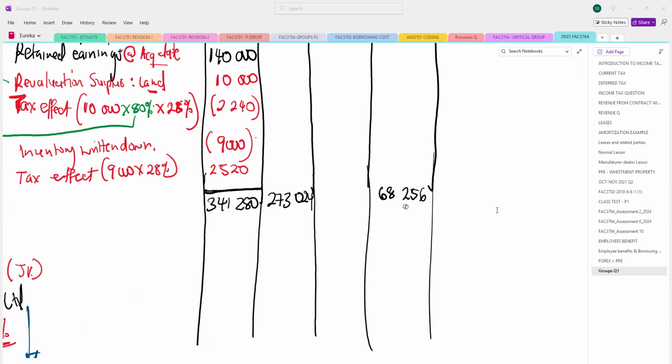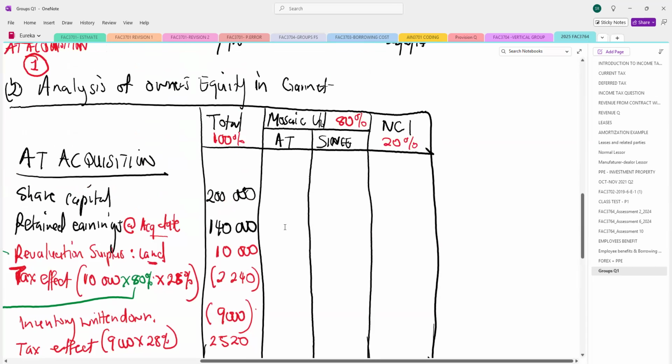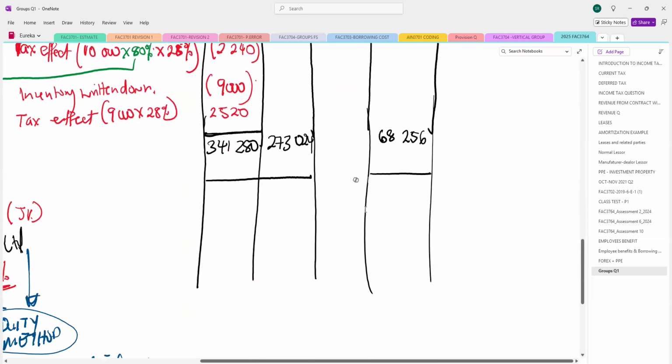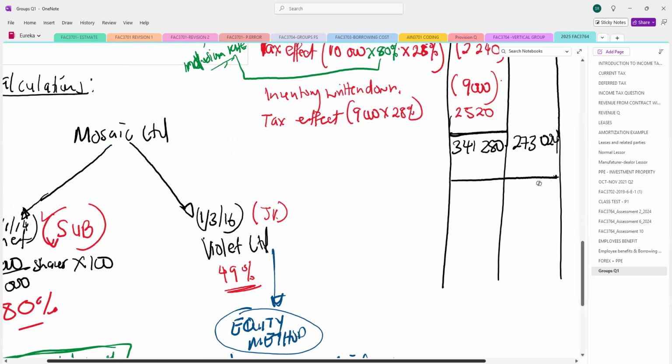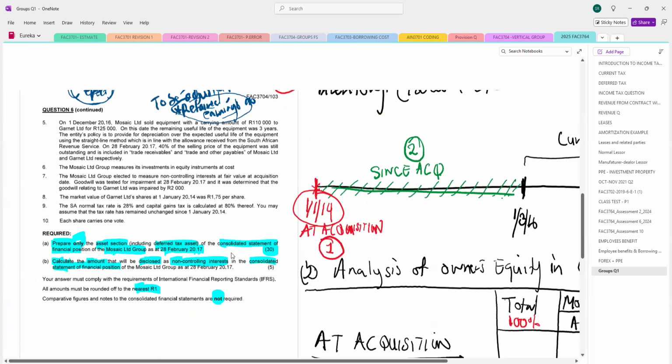Okay. So now that we are here, you guys pay attention. This is where we now determine how well the investment is. I'm going to start with the parents. We'll deal with them separately, the parents separately, NCI separately. So let's start with the parents. How much did I pay for the investment? I want the actual amount that I've paid.